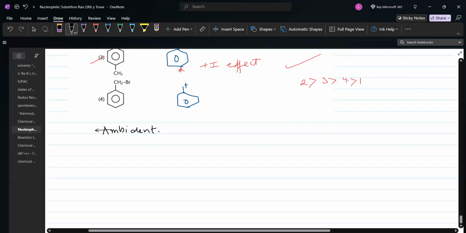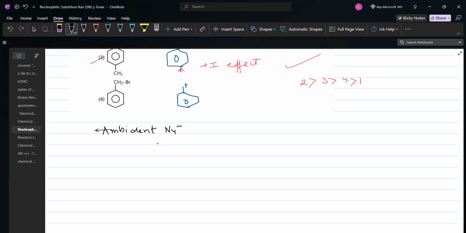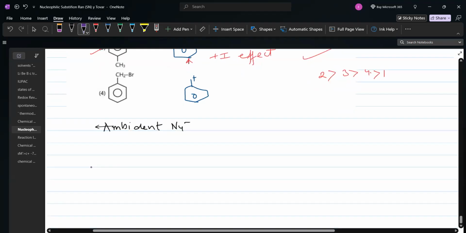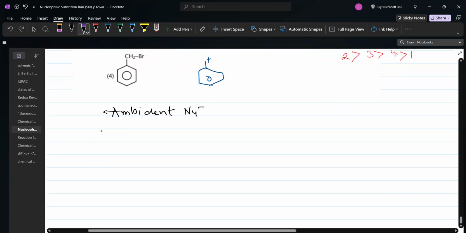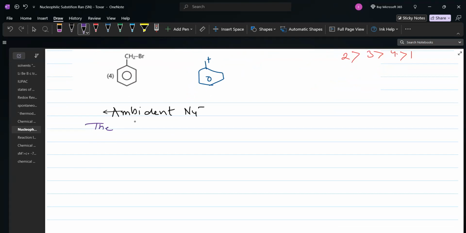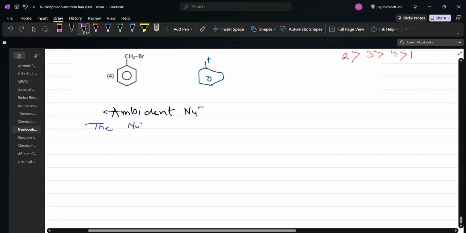Have I taught you ambident nucleophiles? Ambident nucleophile. Have I? Okay, maybe I haven't taught. So see, the nucleophiles. Ambi means both or two. So they have two heads actually. For example, the nucleophiles which have more than one donor site for bond formation.